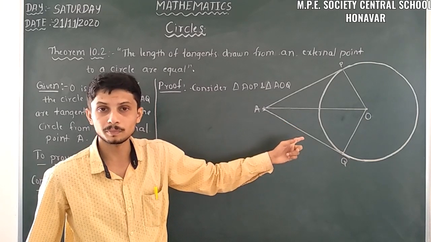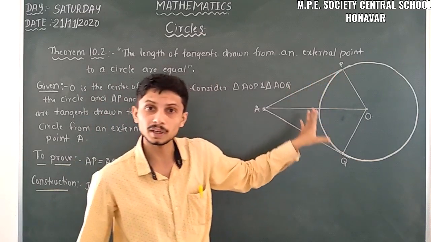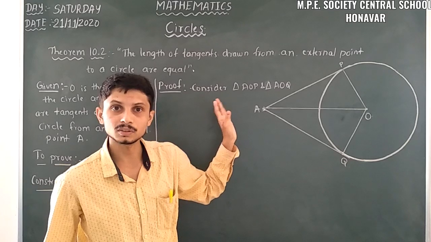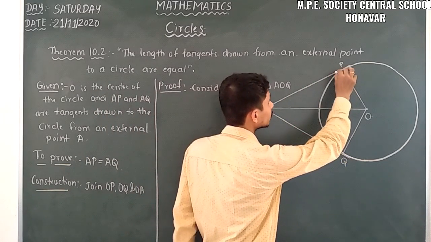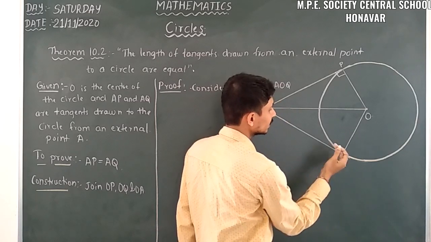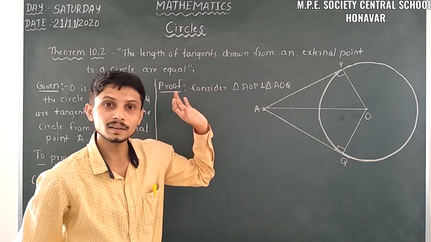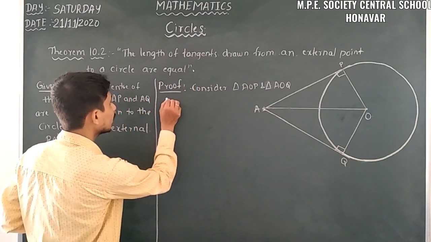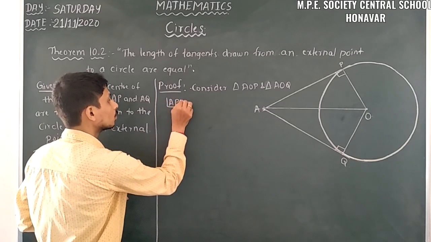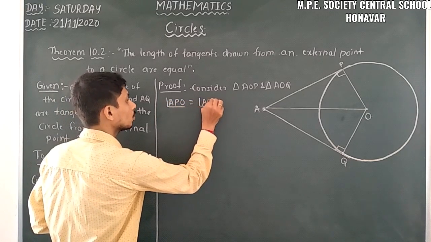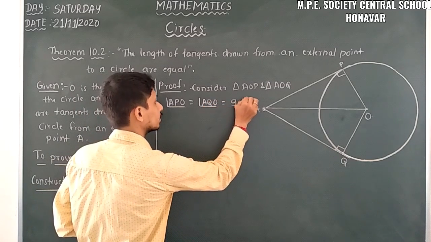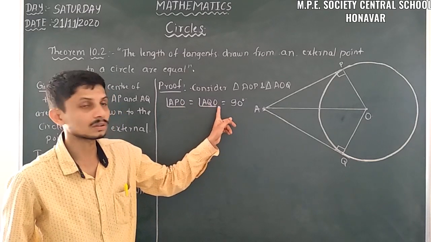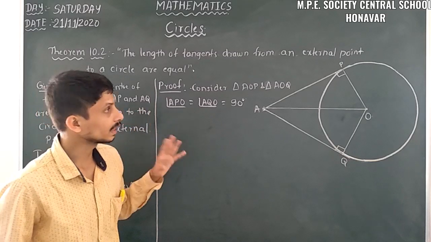From theorem 10.1, we already discussed that OP is the smallest distance. OP is perpendicular to AP. So that's why here it makes 90 degrees, and here also it makes 90 degrees. That is, it's also a right angle. So angle APO is equal to angle AQO is equal to 90 degrees, from theorem 10.1. Then any other equalities?